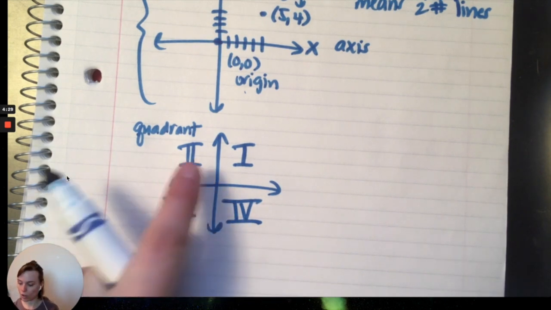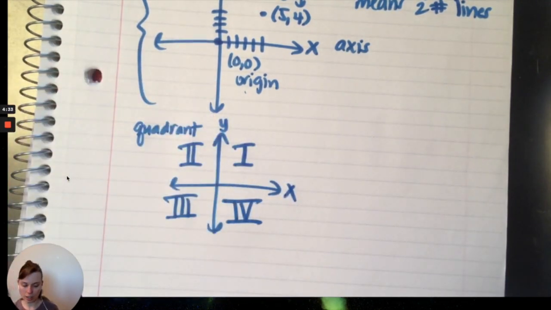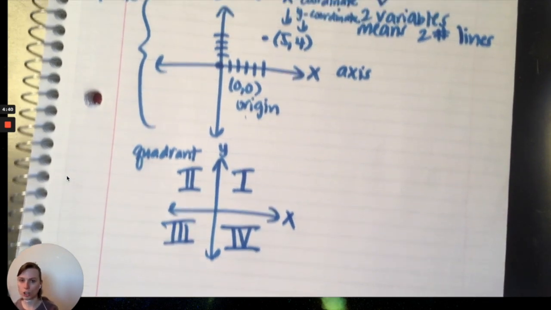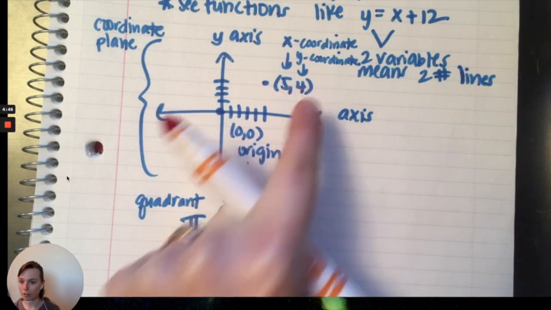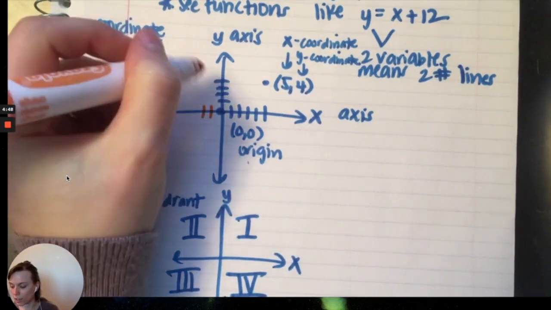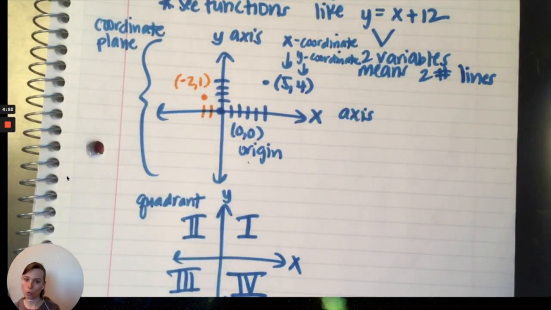Alright, so those are our axes. Again, this is our x-axis and our y-axis. We have 4 quadrants. And if we plot a point in each quadrant, I want you to see the patterns. I'm going to use a different color just so it pops it up. We actually already have one here at (5, 4), but what if I did this one? This is (-2, 1).